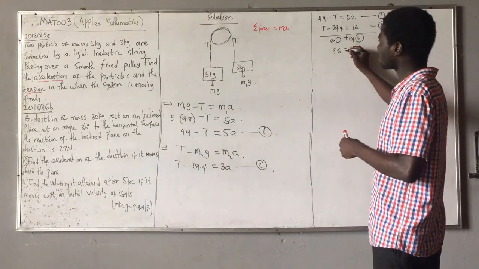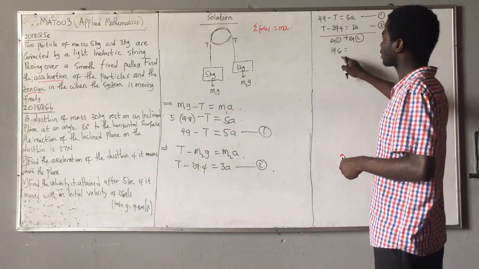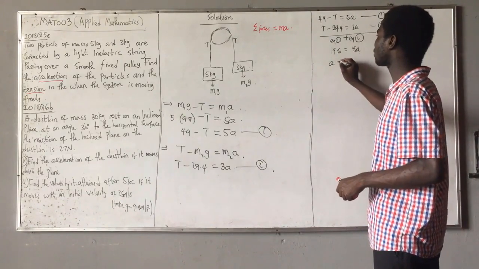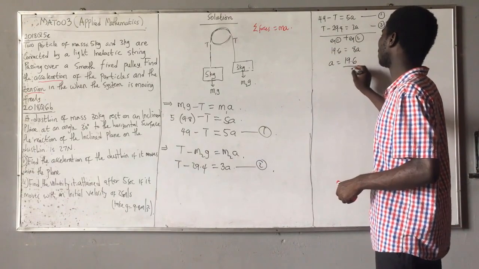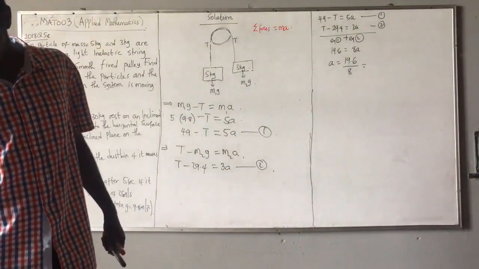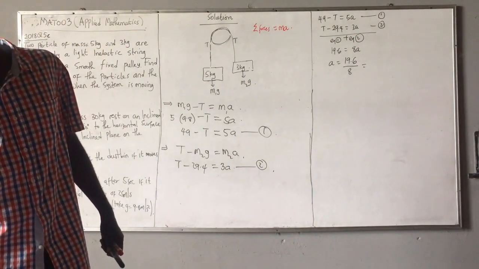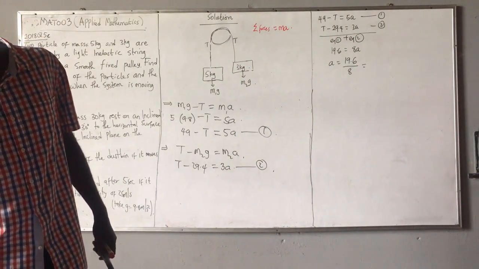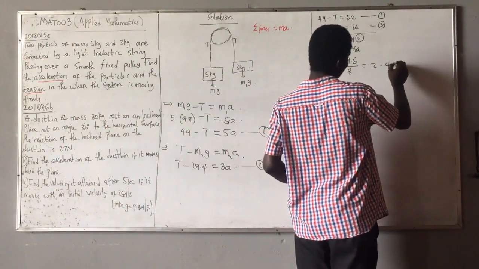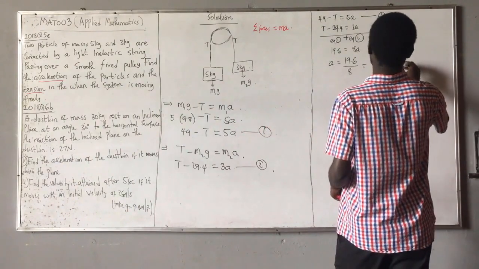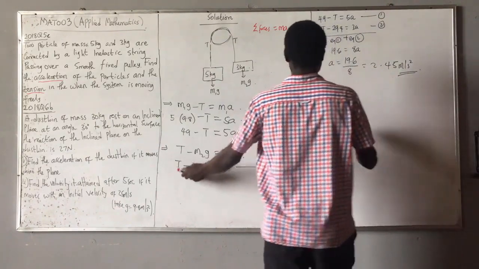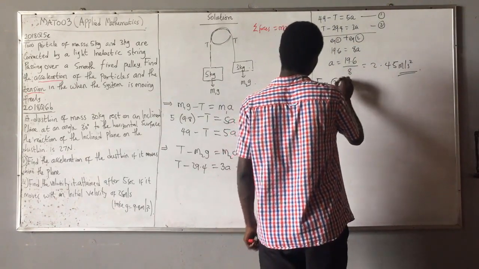That is equal to 5A plus 3A, which is 8A. So A will be equal to 19.6 over 8, which gives me 2.45 meters per second squared. Don't forget, it's acceleration.